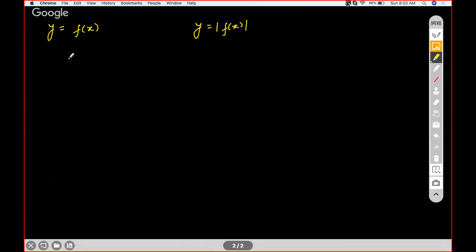Okay. So let's say I ask you this question. Plot the graph of y minus 3 is equal to mod of x minus 2. Yeah. So y minus 3 equals mod x minus 2.